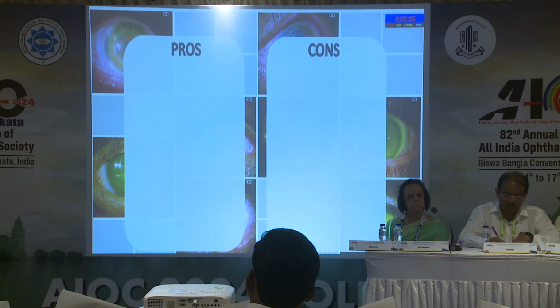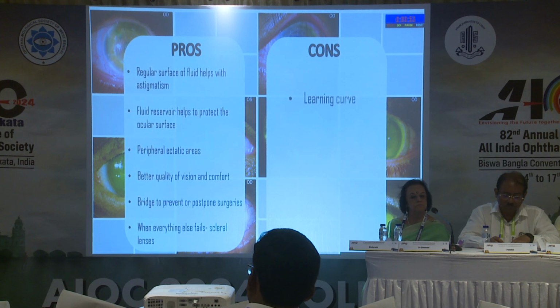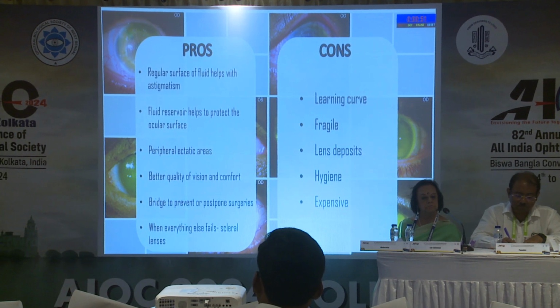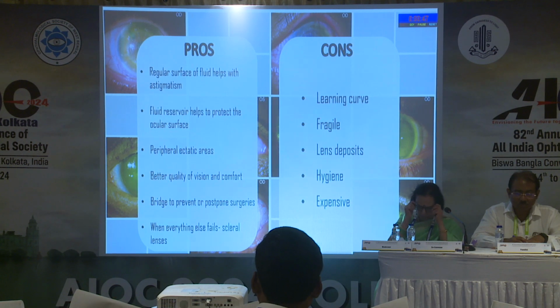So discussing the pros and cons of scleral contact lenses. It provides a regular surface of fluid which helps with the astigmatism, and this fluid reservoir helps to protect the ocular surface, and it can be used in various peripheral corneal ectatic disorders.